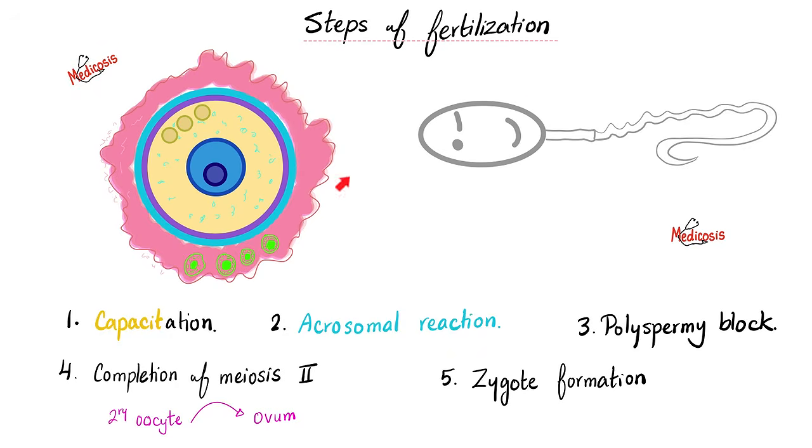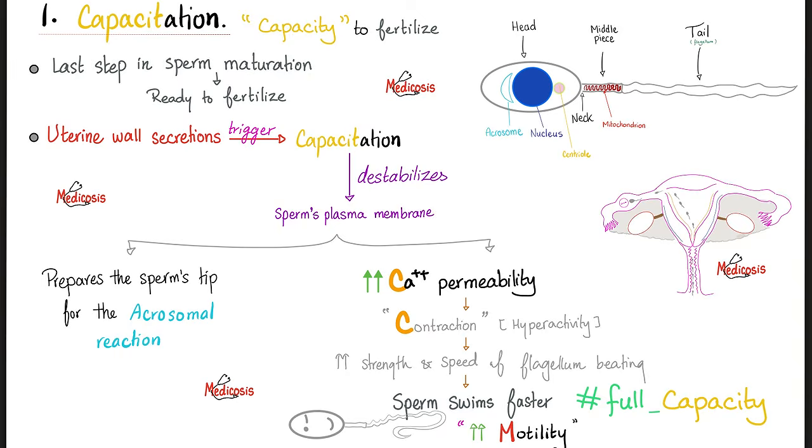The sperm is going to meet the secondary oocyte, and the steps of fertilization are 5. Capacitation, acrosome reaction, polyspermy block, completion of meiosis II, where the secondary oocyte becomes a mature ovum, and to make a zygote. Step number 1, capacitation. What does that mean? Acquiring a capacity to fertilize.